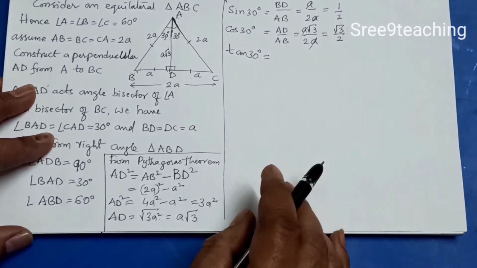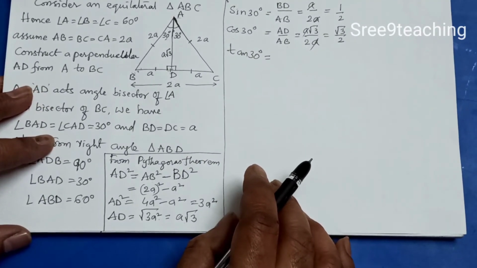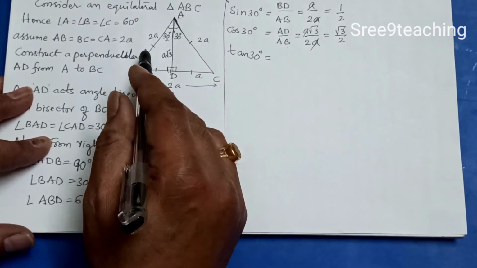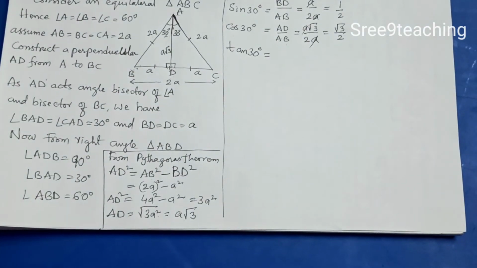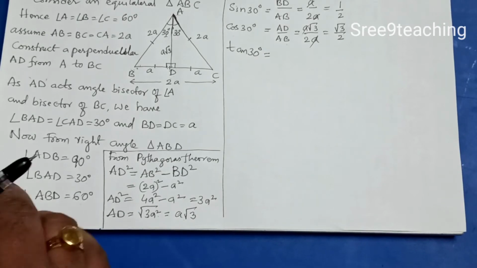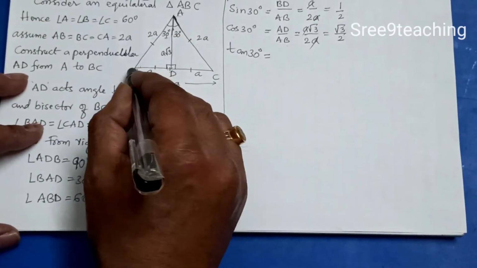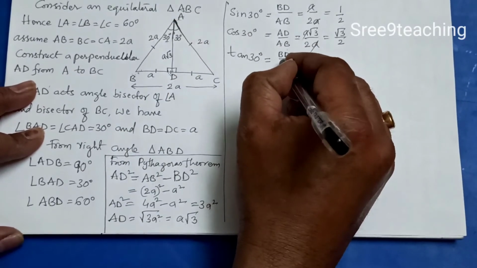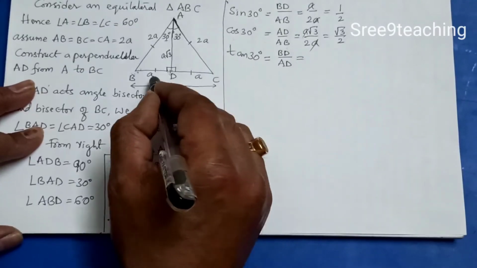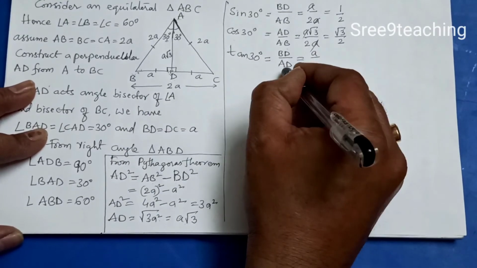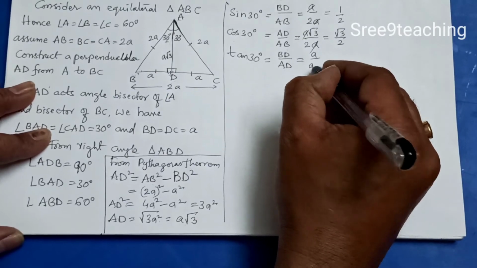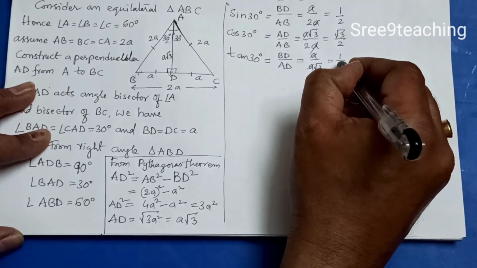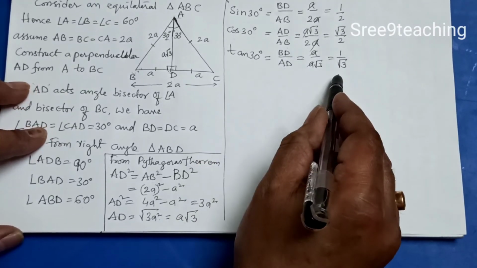What is the formula for tan? Sorry, the ratio for tan is opposite by adjacent side, right? So for 30 degrees, what is the opposite side? BD. And the adjacent is AD. Now what is the BD value? A. What is the AD value? A root 3. So A by A root 3, A gets cancelled, then it will be 1 by root 3. So we got tan 30 degrees.